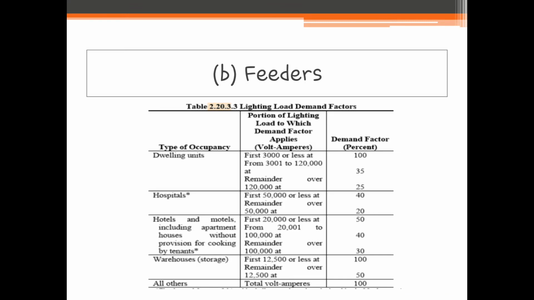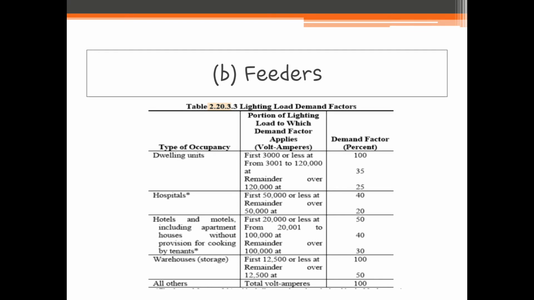Next is feeders. So, same with branch circuit last time. This part also kay na-discuss na siya last sa Article 2.20 but in general, the calculated load of a feeder or service shall not be less than the sum of the loads on the branch circuit supplied. So kanina table nato ang portion of lighting loads to which demand factor applies in volt ampere, for example sa hospitals. First 50,000 or less at remainder over 50,000 at. So notice guys na naa tay demand factor dire.